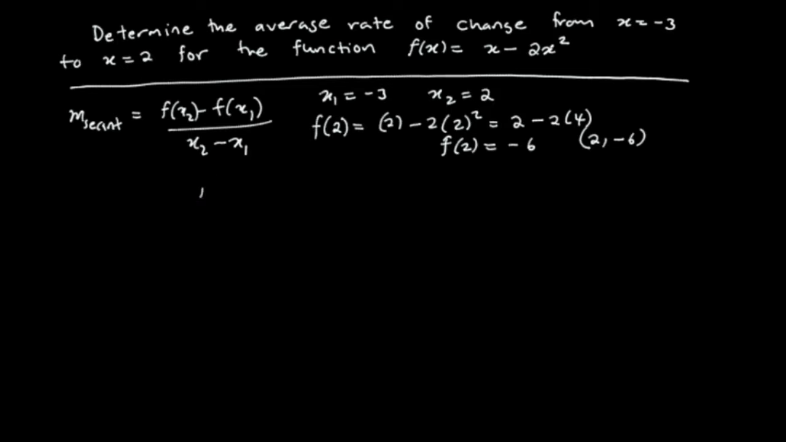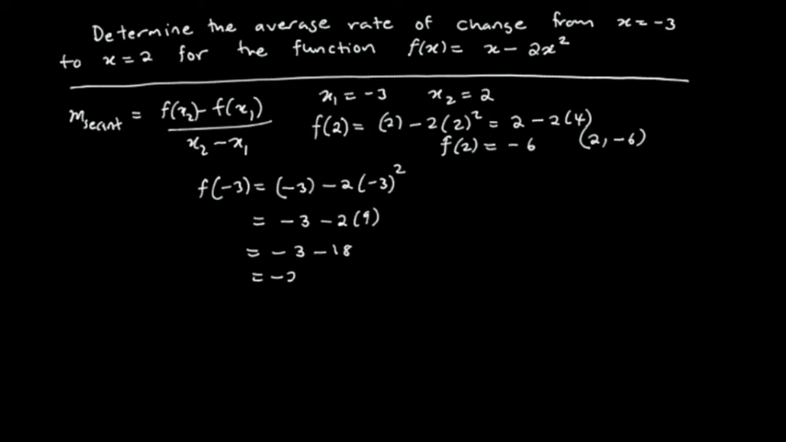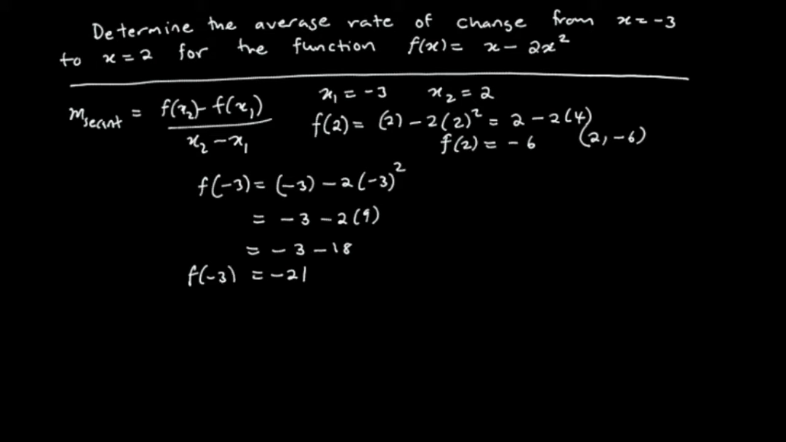The other point, I'm going to use x1, f of -3 here. If I plug this into my function, I get -3 minus 2 times -3 squared. And basically you get -3 minus 2 times 9, which is -3 minus 18, and that's -21. Okay, so f of -3 is equal to -21. All right. Now the equivalent point for this guy is -3 and -21. Okay, so now we have 2 points, right? We have 2 and -6, and we have -3 and -21.